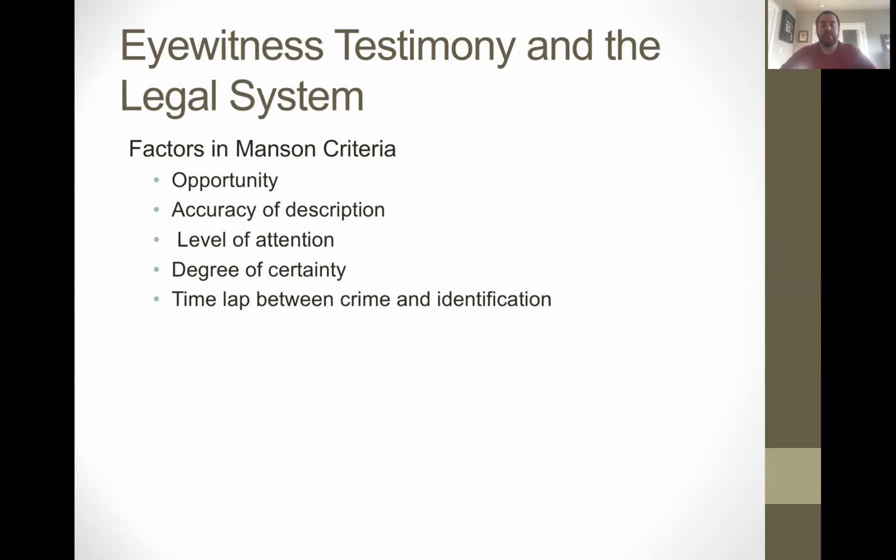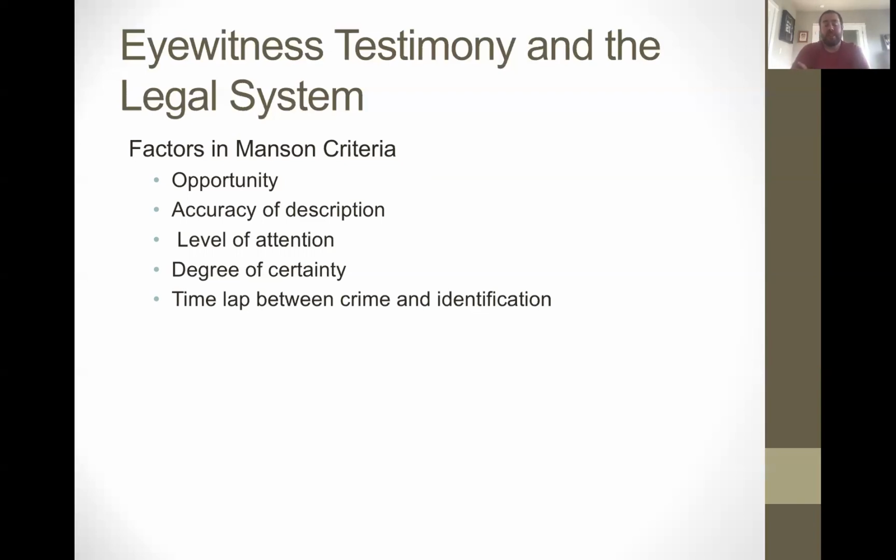So first one is opportunity. Were they there? Right? It sounds obvious enough, but there's plenty of people who will say, I wasn't actually there, but I've heard third-hand accounts, or I wasn't there, but I saw this footage, and so ultimately I feel like I was there. No, right? Like, to be an eyewitness, you have to be at the scene of the crime. So did you have the opportunity?